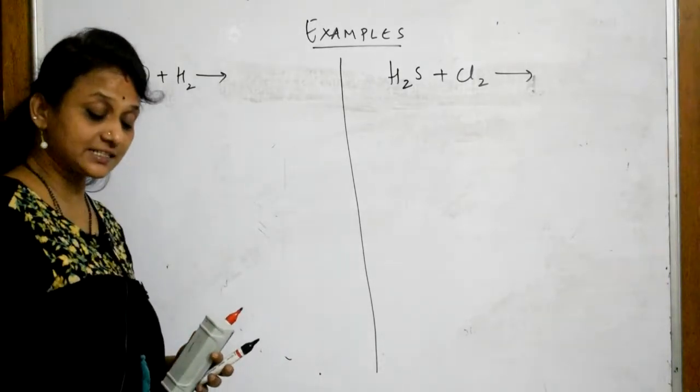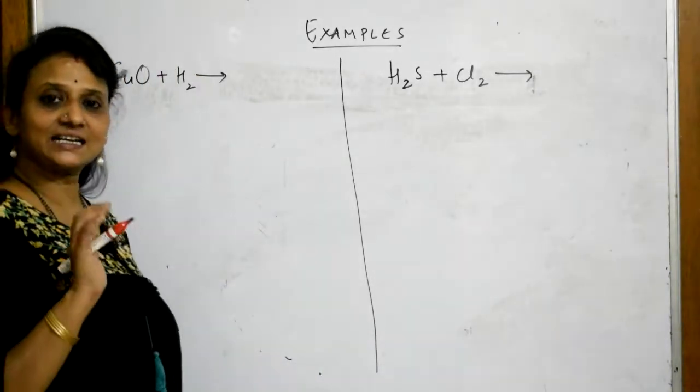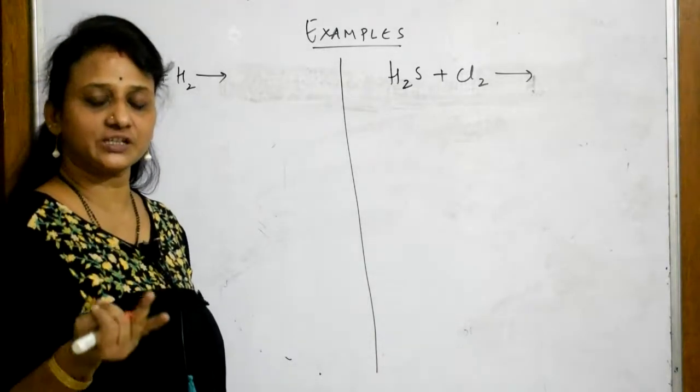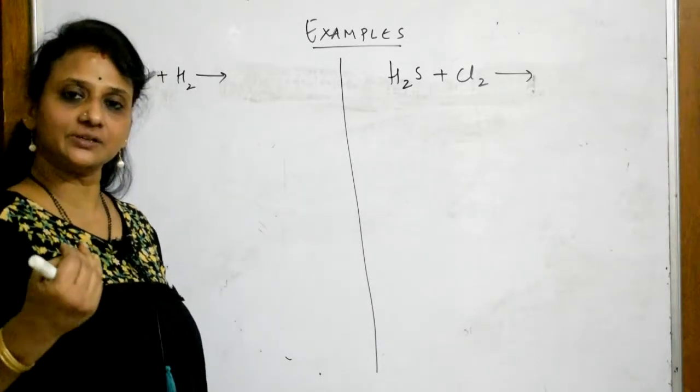Right, now let us understand the concept more with an example. Here two examples are given. First let us write the products and then go with four things: which is getting oxidized, which is getting reduced, which is the oxidizing agent, and which is the reducing agent.